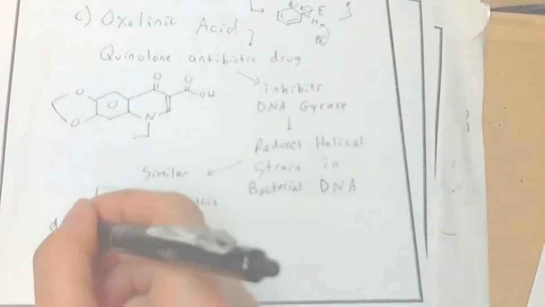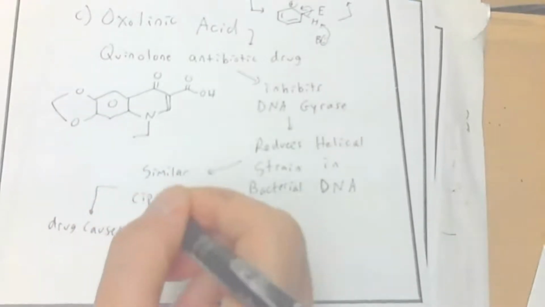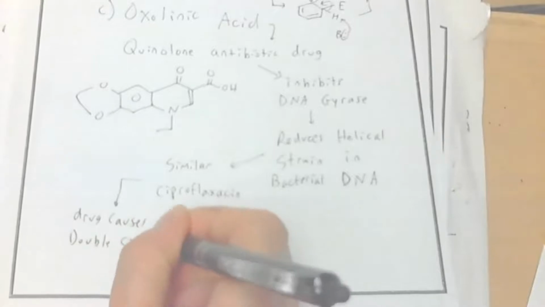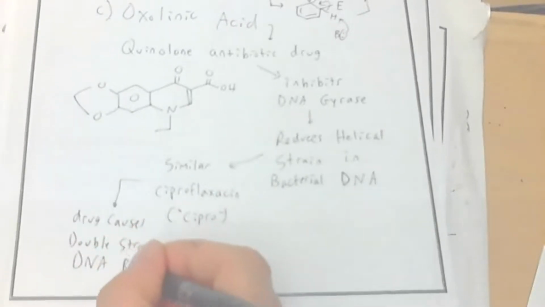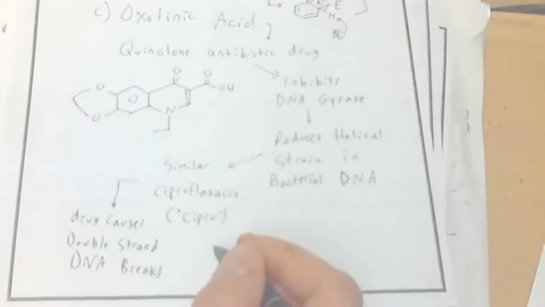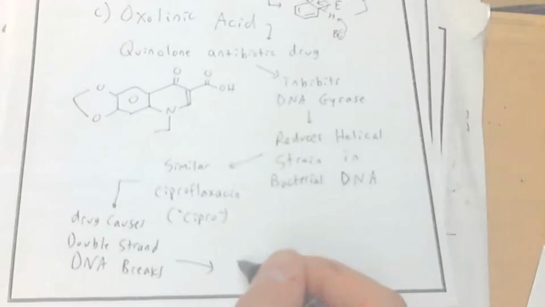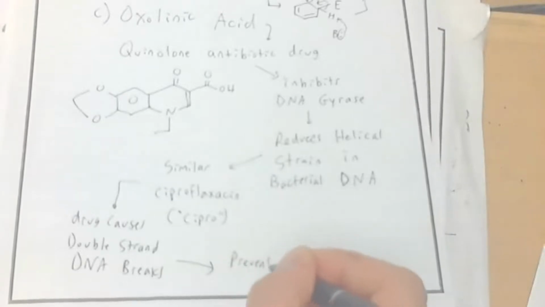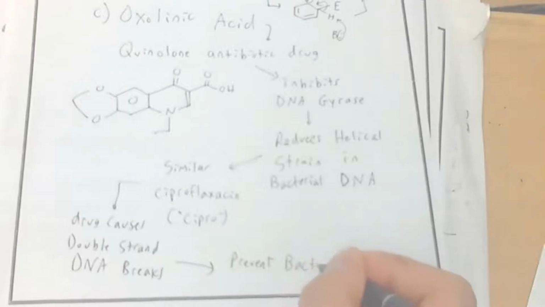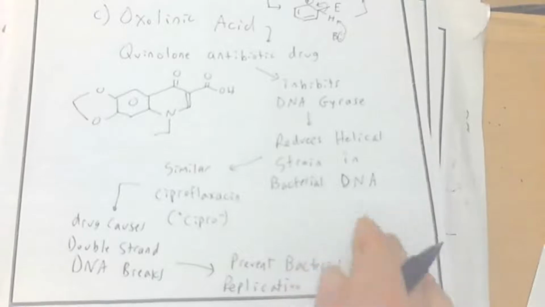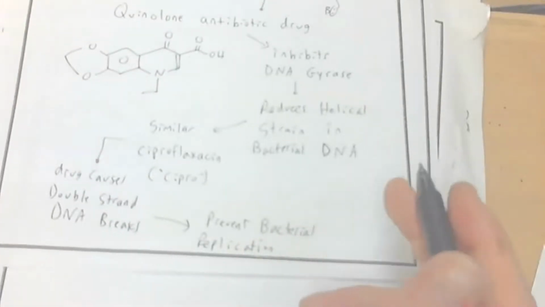So basically the drug causes double-strand DNA breaks in your bacteria. Essentially what that does is it kills the bacteria. It prevents bacterial replication, and ultimately the bacteria dies. So that's how it's an antibiotic.